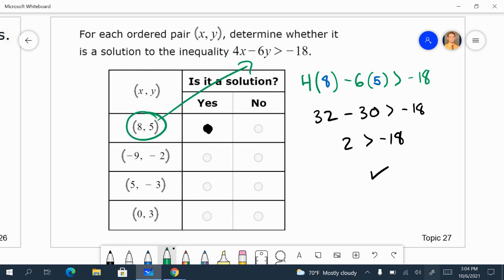You can see with my colors here, I plugged in 8 and 5 in blue, and then the equation is in green there. After I started to solve it, you got to be careful. If you're multiplying or dividing by negatives, you're going to have to flip your sign. But I got 2 is greater than negative 18. That's a true statement, so I put yes. That's it for topic number 27. You do that 3 more times and you've got one of those problems done.